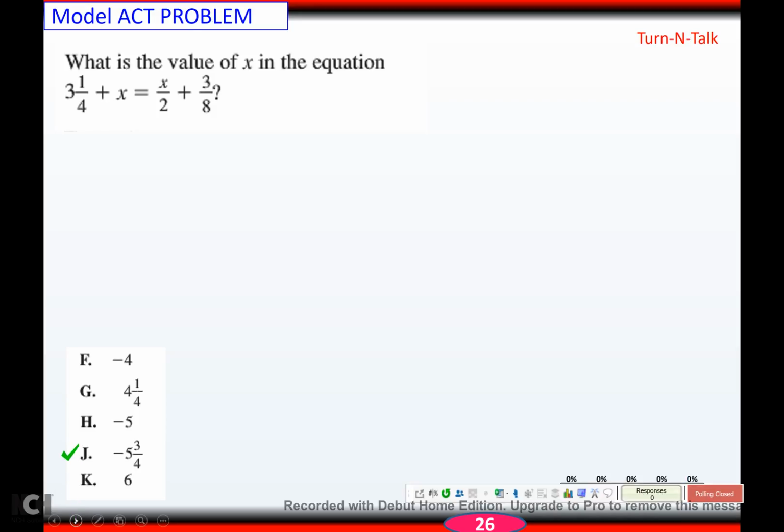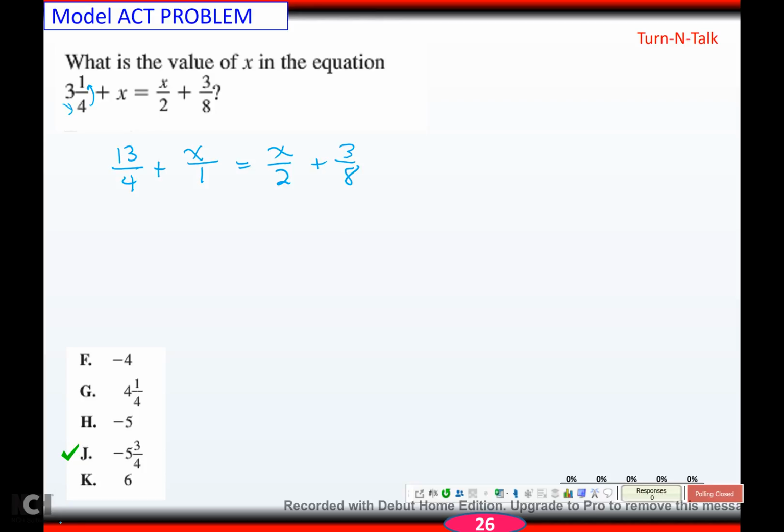And hopefully you got J. Alright, so it says, what is the value of x in this equation? Well, first of all, I'm going to get rid of this mixed number. So 3 times 4 is 12, plus 1 is 13 over 4. And I'm just going to make everything a fraction, even if it's not.